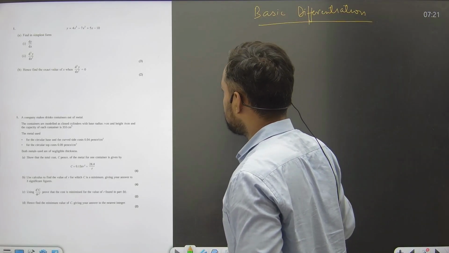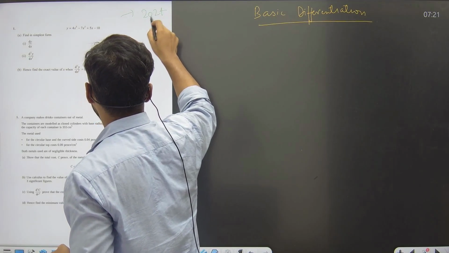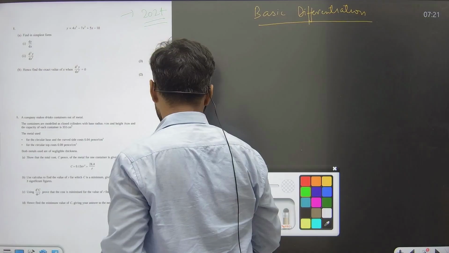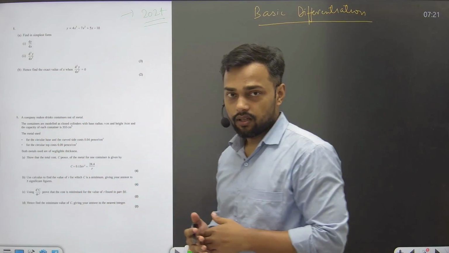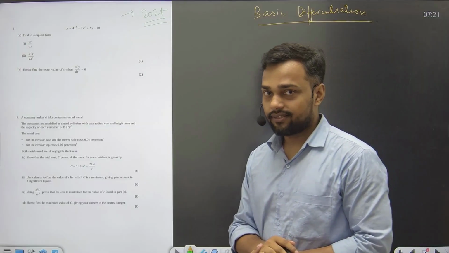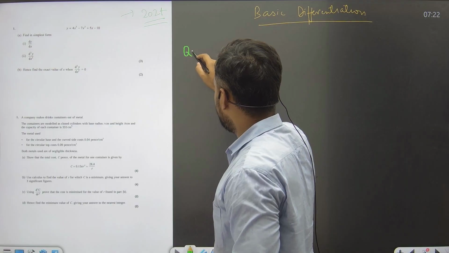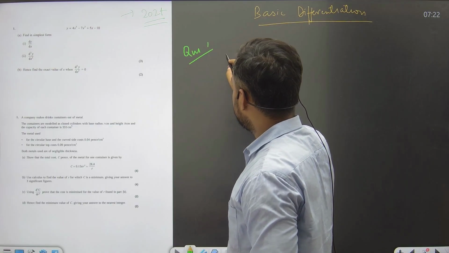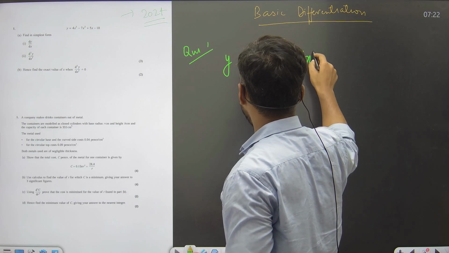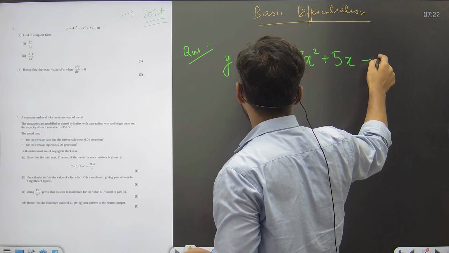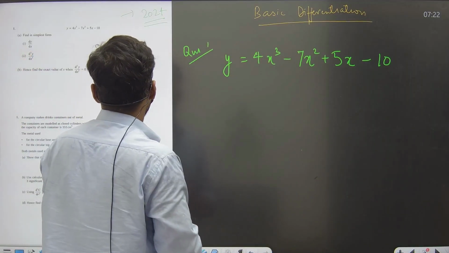The first question was in the paper of 2024, and if I am not mistaken, this was question number 6 of the 2024 Edexcel paper. Students, let's see what they have asked us to do. They have given the function y equals 4x cubed minus 7x squared plus 5x minus 10, and they have asked us to find dy by dx in its simplest form.